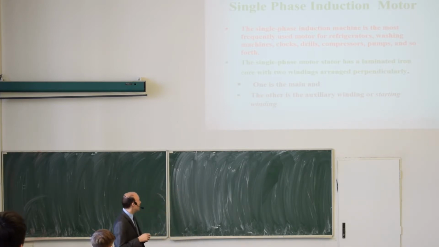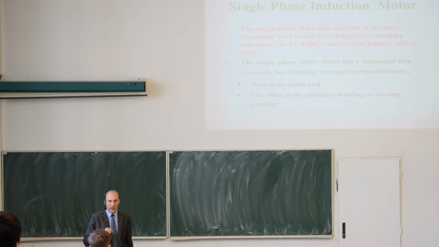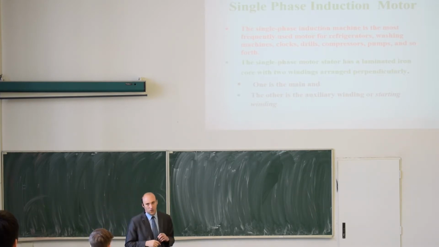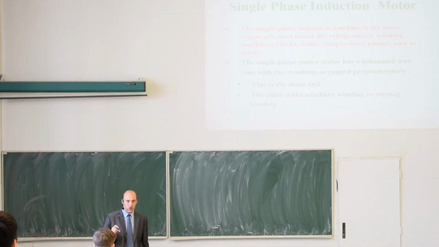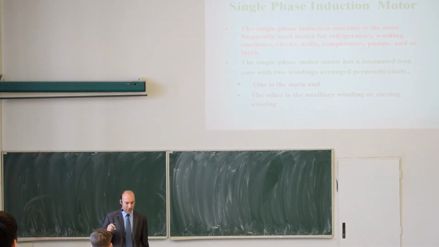So here, the single-phase induction motor has one main winding that is creating the torque, and this main winding is powered at all times. And then it has one auxiliary winding or a starting winding that is used to create a suitable shape of the magnetic flux so that the induction motor can start by itself.